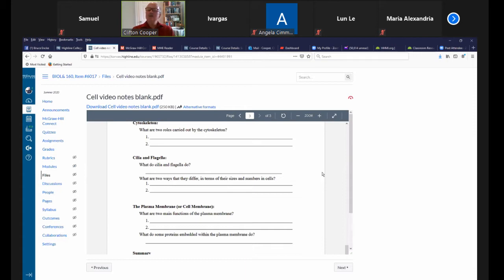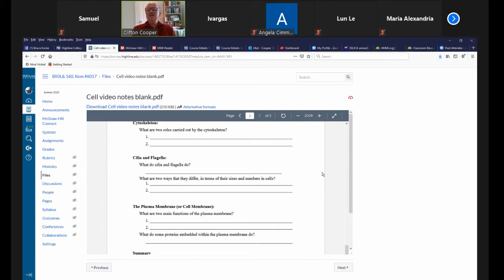Can you think of any human cells that have flagella? Sperm. Yeah, sperm, exactly. You think the classic diagram with the sperm of the tail, that's it right there. So if you want to know what a flagellum looks like, just think of your sex ed.